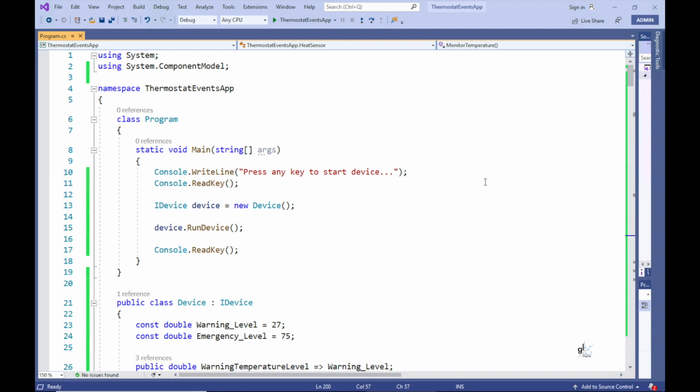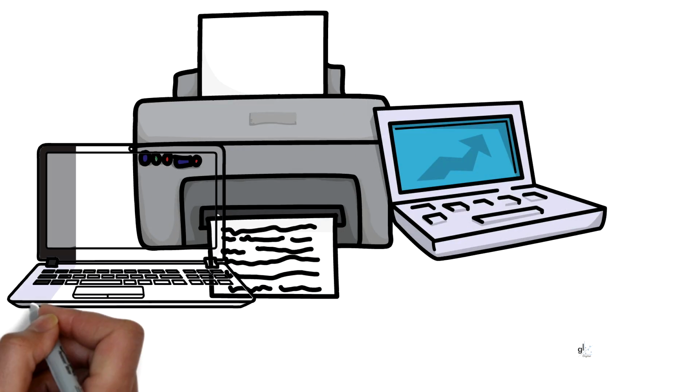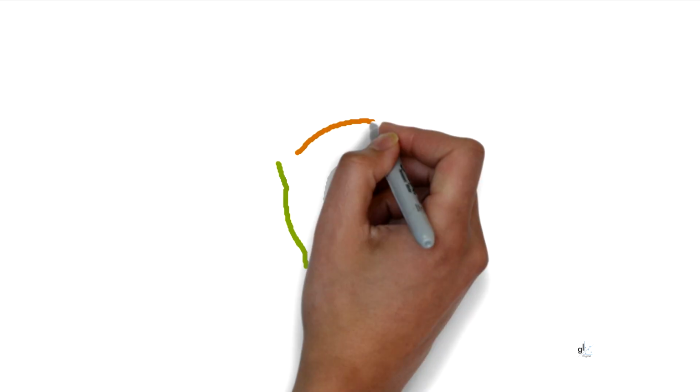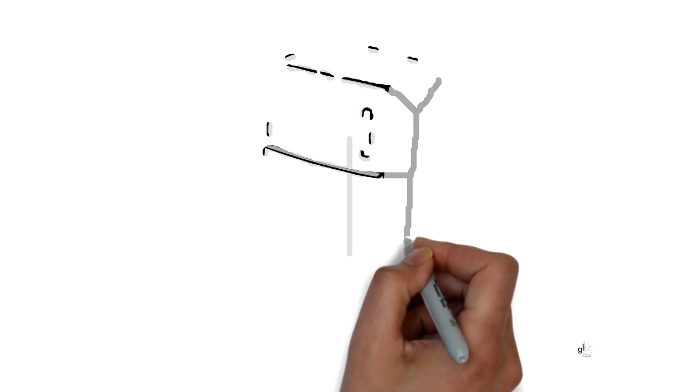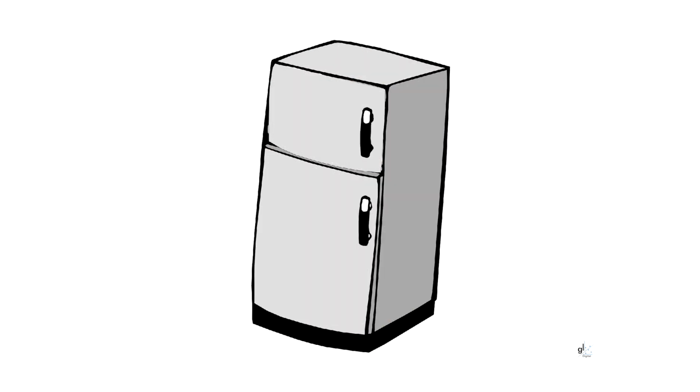So here's the basic idea behind this code example. A device, could be any device, contains a thermostat which contains a heat sensor as well as a cooling mechanism. So we'll have a class to represent the device, a class to represent the heat sensor, and a class to represent the cooling mechanism. Each of these classes will implement an appropriate interface.